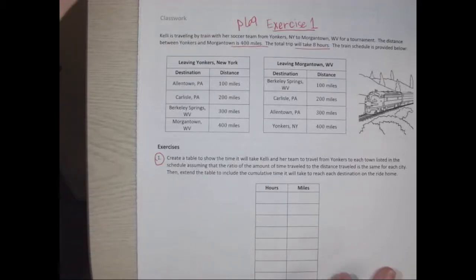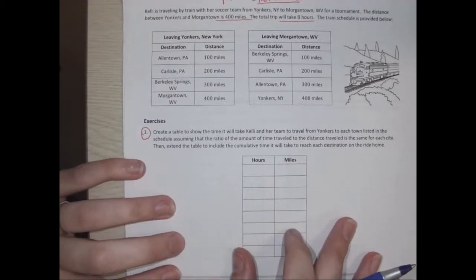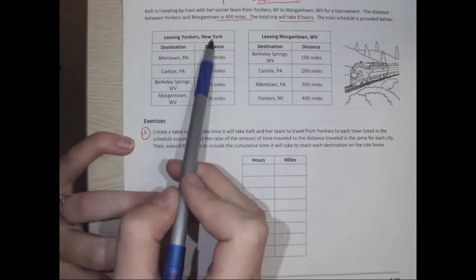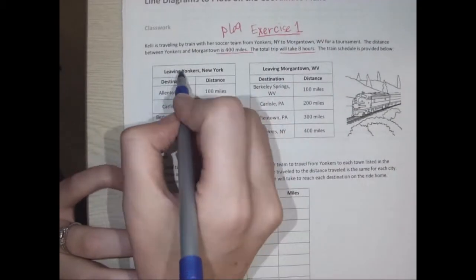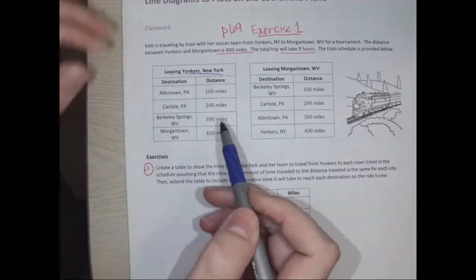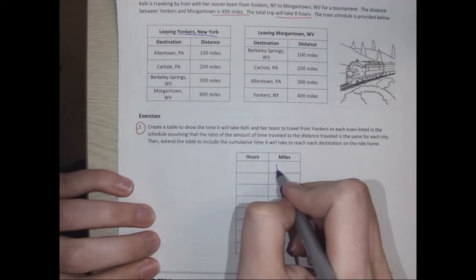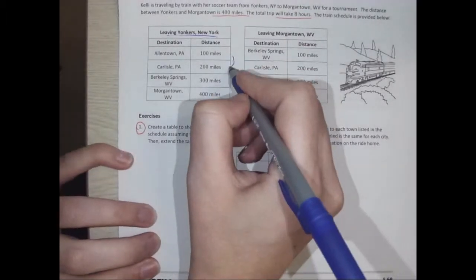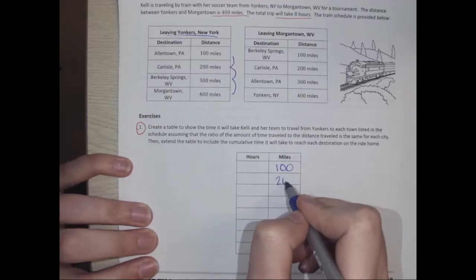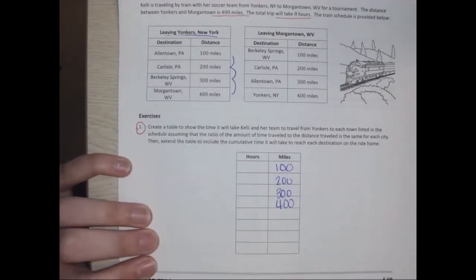Okay, so create the table that shows the time it'll take her and her team to get from Yonkers to each town. So we're leaving Yonkers and we're going to all these towns, okay? So we have to start with how many miles? 100. And then how many miles do I count by? 100. So 100, 200, 300, and 400. That's what we have in the first table, right?